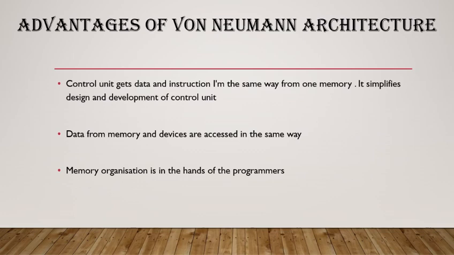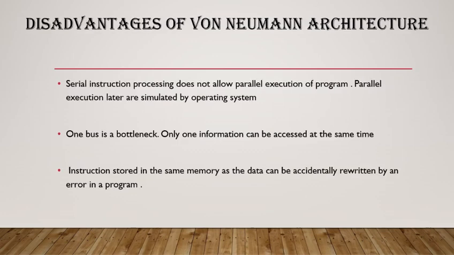So now we will continue with the advantages of von Neumann architecture. So the first point is the control unit gets data and instructions in the same way from one memory. And it also simplifies design and development of the control unit. Moving on, data from memory and devices are accessed in the same way. And memory organization is in the hands of programmers. So if you want to change anything, the programmer can change it as per her wish.